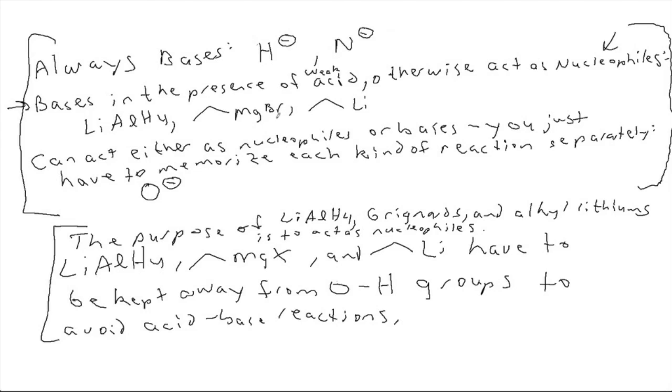Remember that strong acids are pretty simple. If you see a strong acid, you know you're going to start with an acid-base reaction. But strong bases are trickier. Some strong bases always start with an acid-base reaction. Other bases, you want them to act as nucleophiles, so you have to keep them away from acids so that they'll do that. And then O-, I haven't really been working with you on because that can go either way. O- can be either a nucleophile or a base. You just have to memorize what's going to happen for each type of reaction separately. So O- can be kind of tricky.